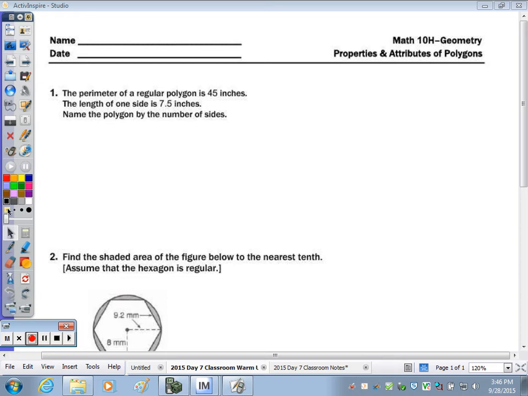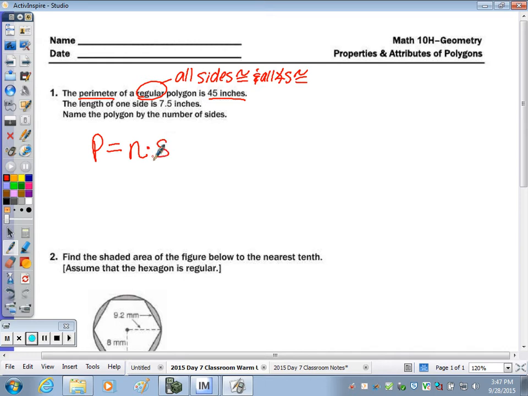Slide number one states that a regular polygon has a perimeter of 45 inches. Again, regular means all sides congruent and all angles congruent. So if I'm looking to find the perimeter of a regular polygon, the formula is the number of sides times its side length. In this question, it says the length of one side is 7.5 inches.